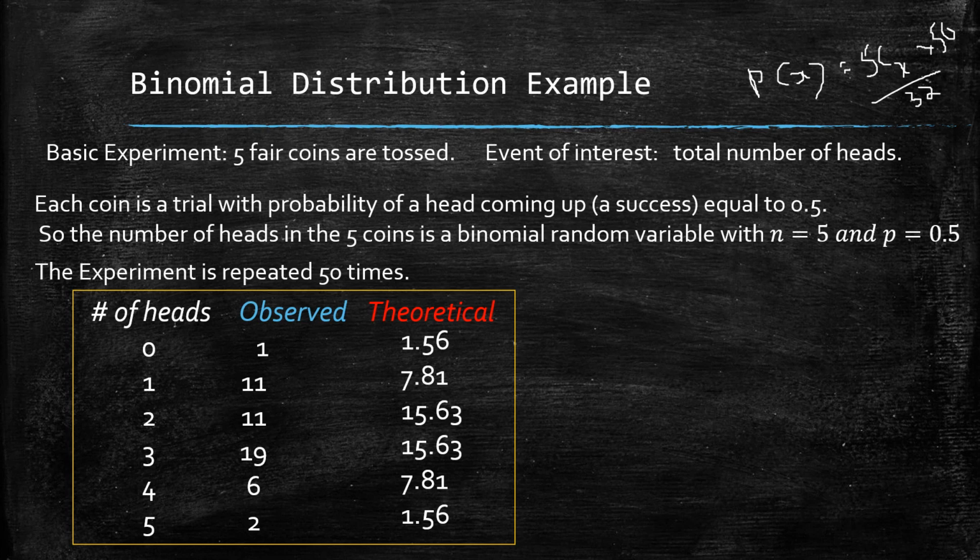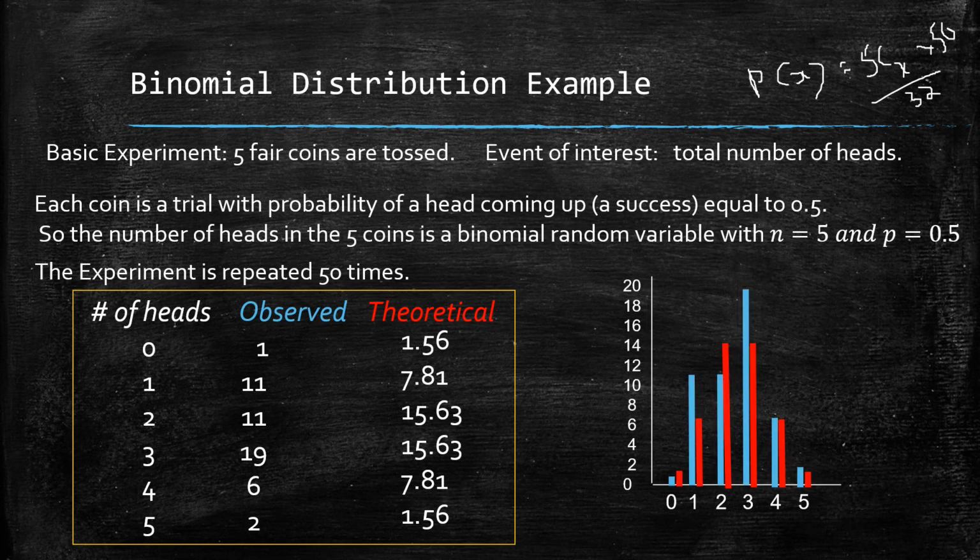So we can say that the theoretical frequencies here are close to the observed data, and if I draw the graph, we can observe that the observed and the theoretical frequencies are almost close. So the binomial random variable fits this experiment.